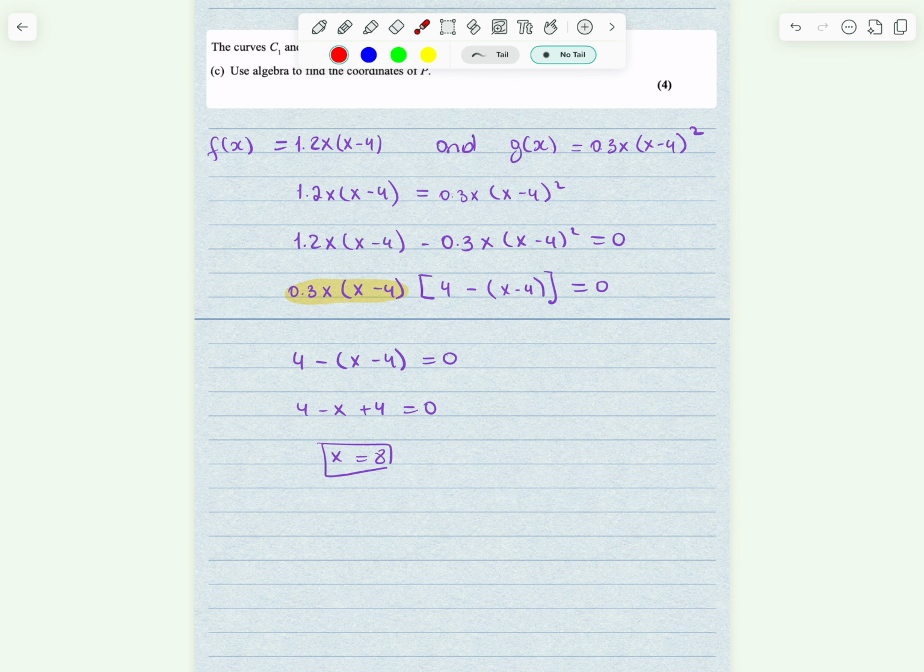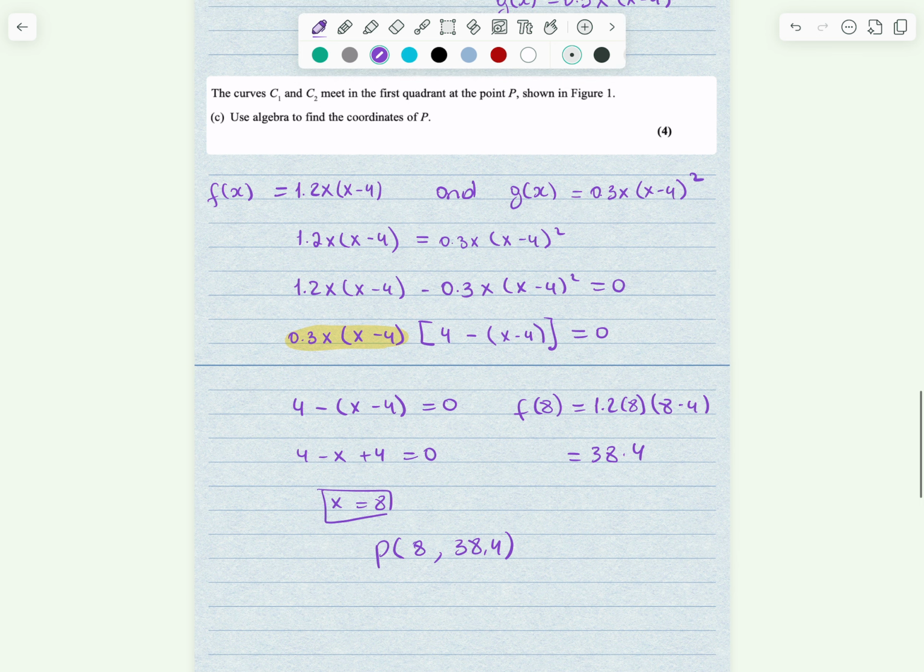Since these two equations meet at this point, you can use either of these equations to find the y coordinate. For me, f of x looks like the easy one. I put 8 instead of x: 1.2 times 8 multiplied by 8 minus 4, that gives us 1.2 times 8 times 4, which is 38.4. So the coordinates of P will be 8 and 38.4. That is the last one.